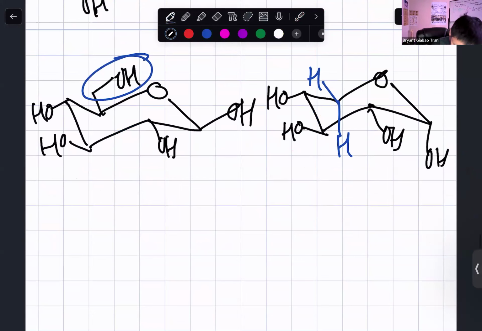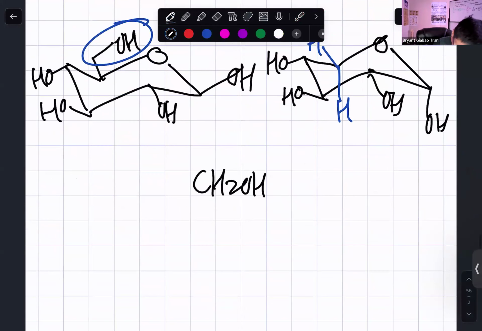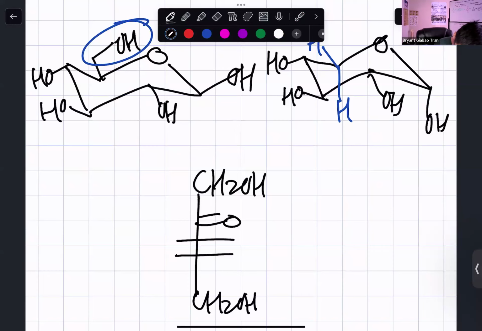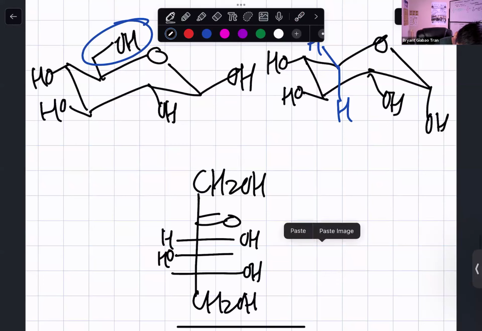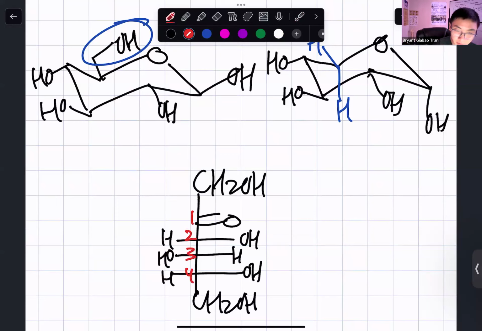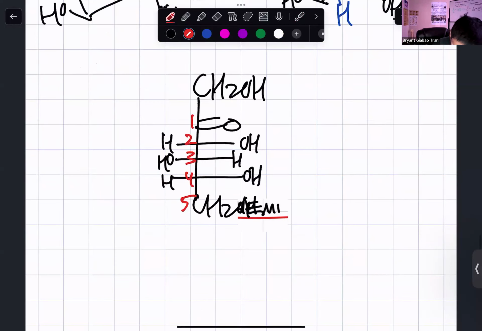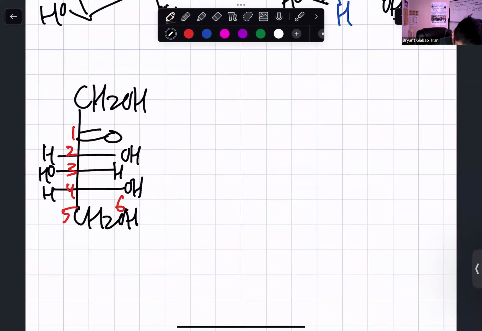Right. So let's say we have D-fructose right here, where this is going to be 1, 2, 3, 4. This is not the official nomenclature. This is just how I'm closing the ring. If I want to make a 6-membered ring, this is going to be 5, and then this oxygen here is going to be 6. Right? But I'm going to redraw this like this.